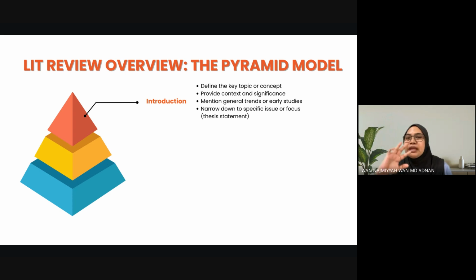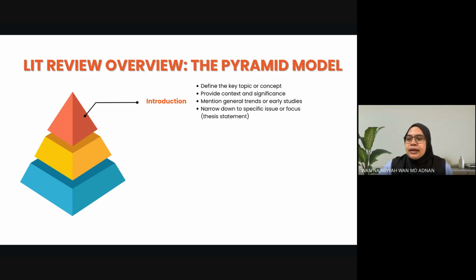So the literature review is always something like a pyramid model. The introduction is where you define the key topics or concepts, and you provide context and significance. Basically, you mention the general idea of the trends and what the early studies talk about. And then you have to narrow down to a specific issue or focus, which is what we call the thesis statement.